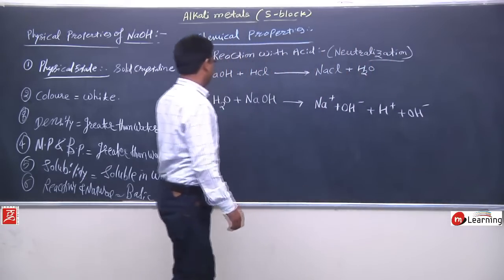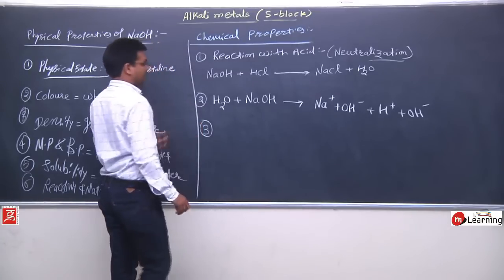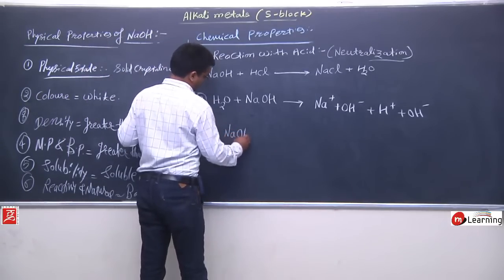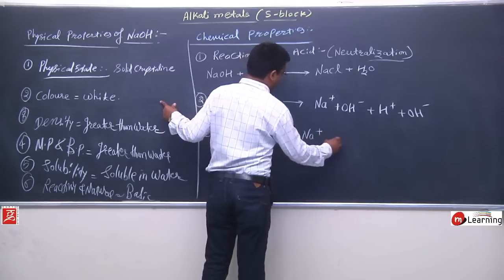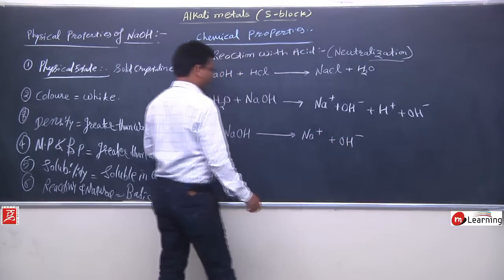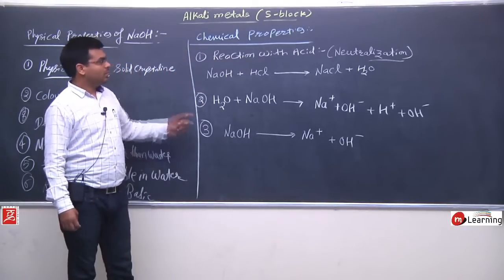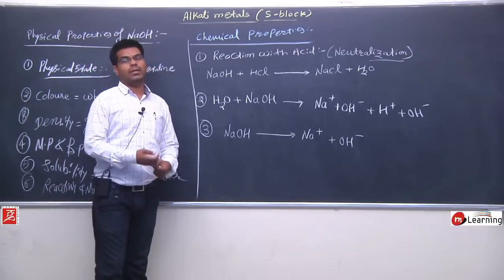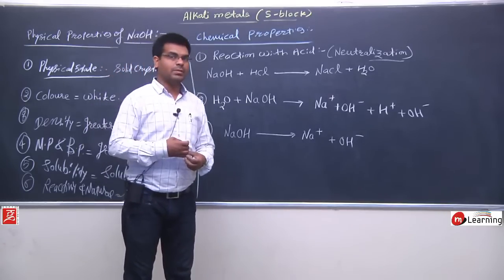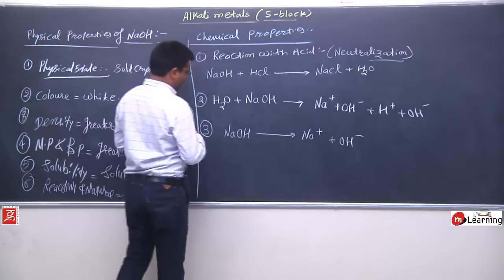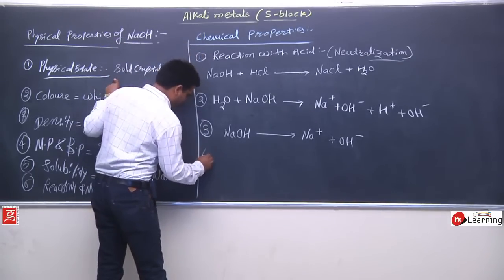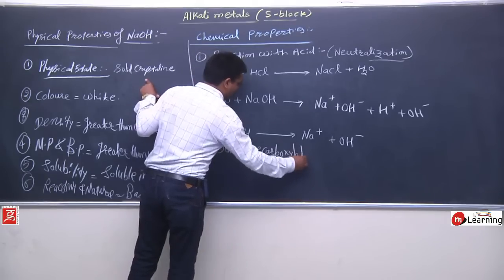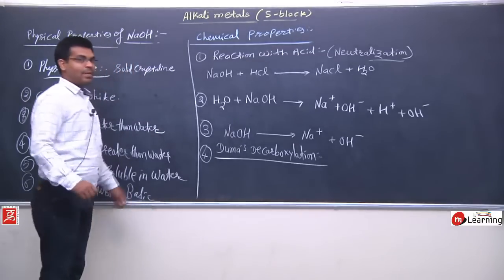Next, third reaction of caustic soda: sodium hydroxide ionization reaction, ionizing into sodium positive and OH negative. So these are some important reactions of sodium hydroxide, caustic soda, and different reactions are also involved in the preparation of other compounds. Remember, one most important reaction is the Dumas decarboxylation reaction.